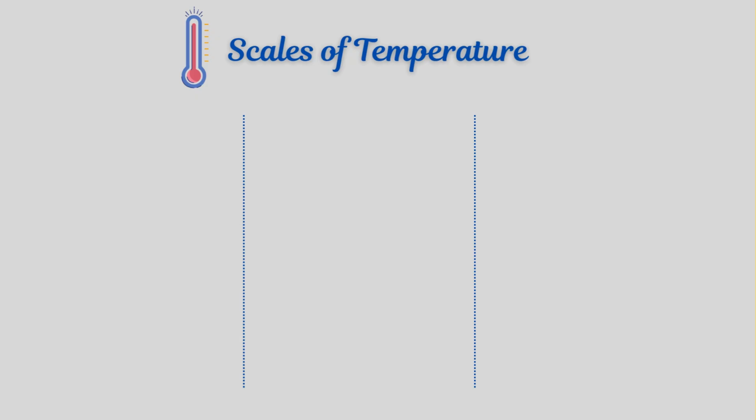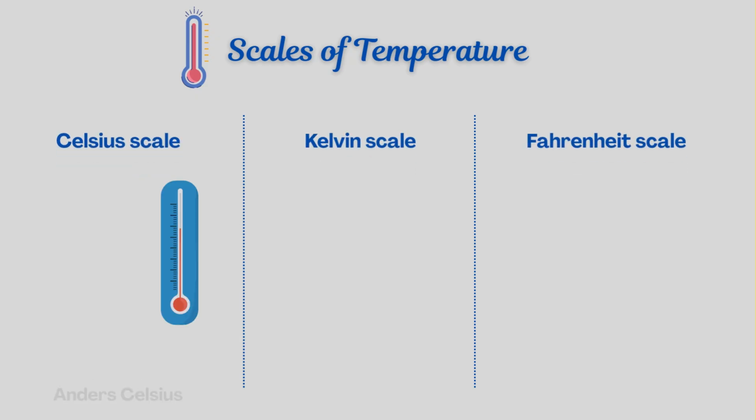Scales of temperature. There are various types of scales to measure temperature: Celsius scale, Kelvin scale, Fahrenheit scale. Celsius scale is the most commonly used scale to measure temperature. It was devised by Anders Celsius. On this scale, the melting point of pure water is taken as 0 degrees Celsius and the boiling point of pure water is taken as 100 degrees Celsius. The interval between the two fixed points of this scale is divided into 100 equal parts.